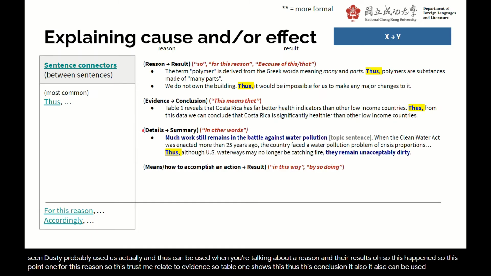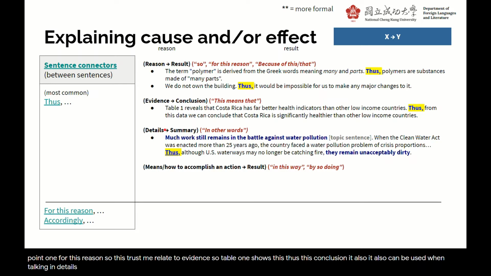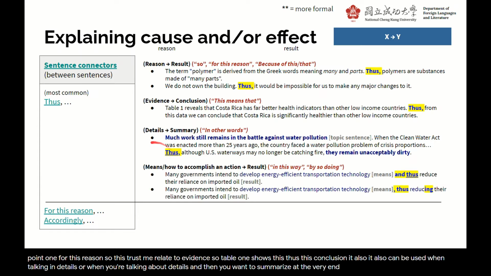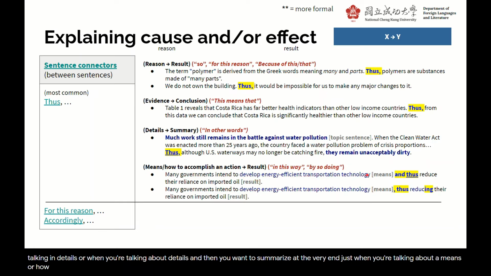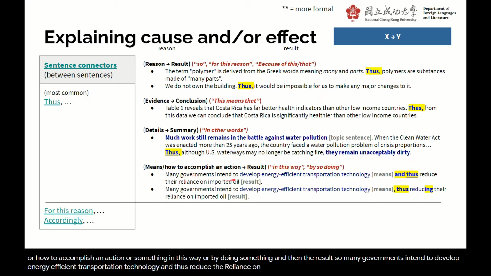It also can be used when talking in details, and then you want to summarize at the very end. And it also can be used when you're talking about a means or how to accomplish an action, in this way or by doing something, and then the result. So many governments intend to develop energy-efficient transportation technology and thus reduce their reliance on imported oil.